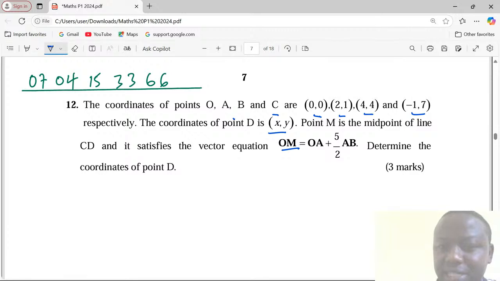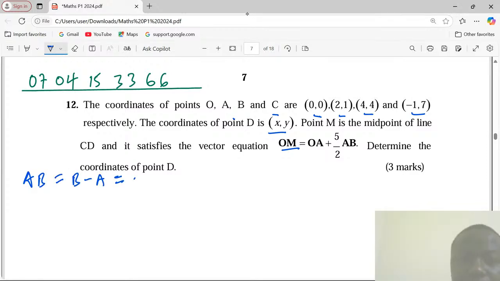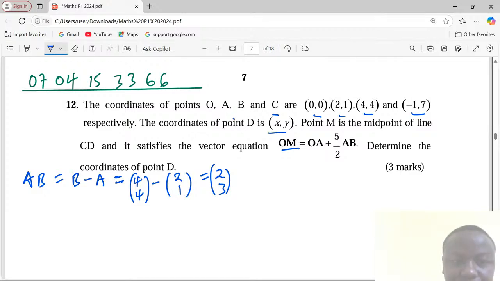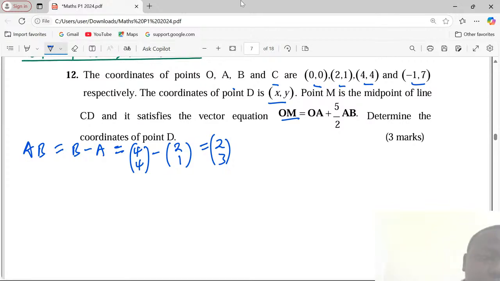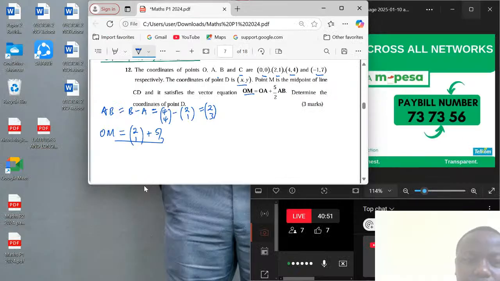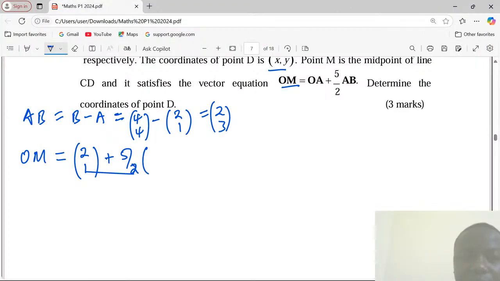What we should write here is an expression of vector AB, whereby we need B minus A. And this is going to be B is 4, 4, and A is 2, 1. So this will give us 2, 3. Yeah, that is the column vector AB. Column vector OA is just A from origin, then OM, the position of M from the origin. So vector OM will be given by OA, whereby we need the coordinates of A, 2, 1, plus 5 over 2 vector AB, which is 2, 3.